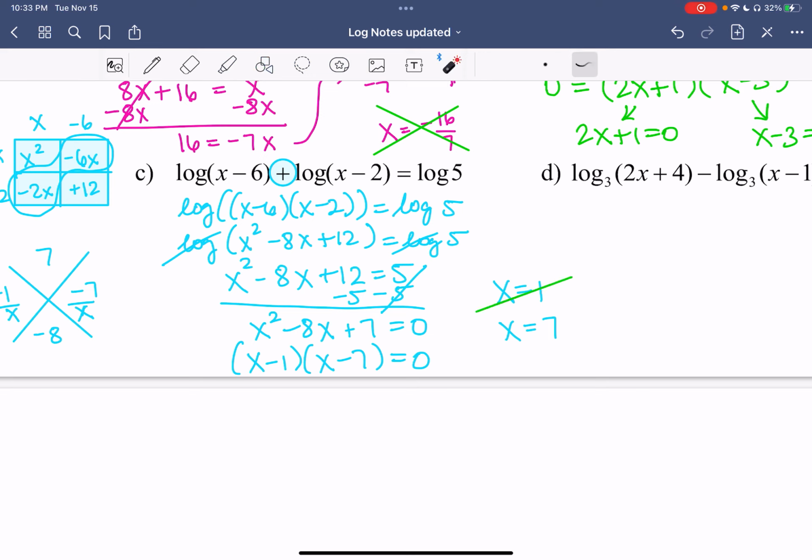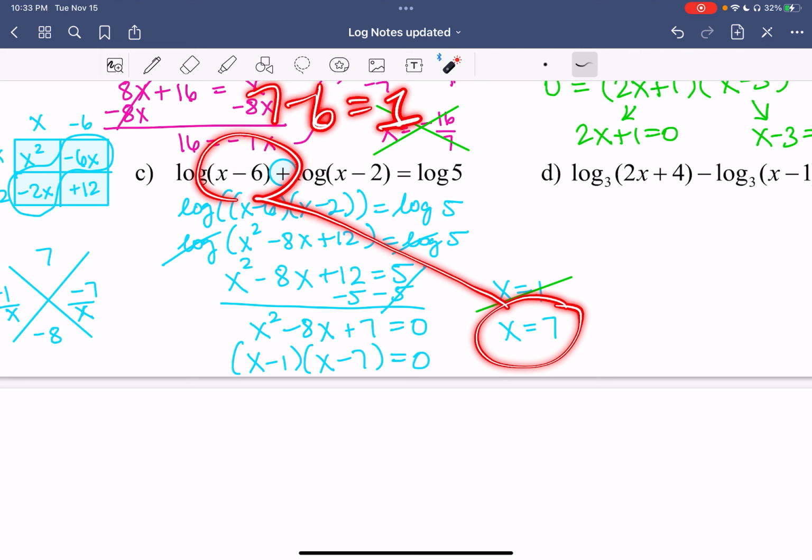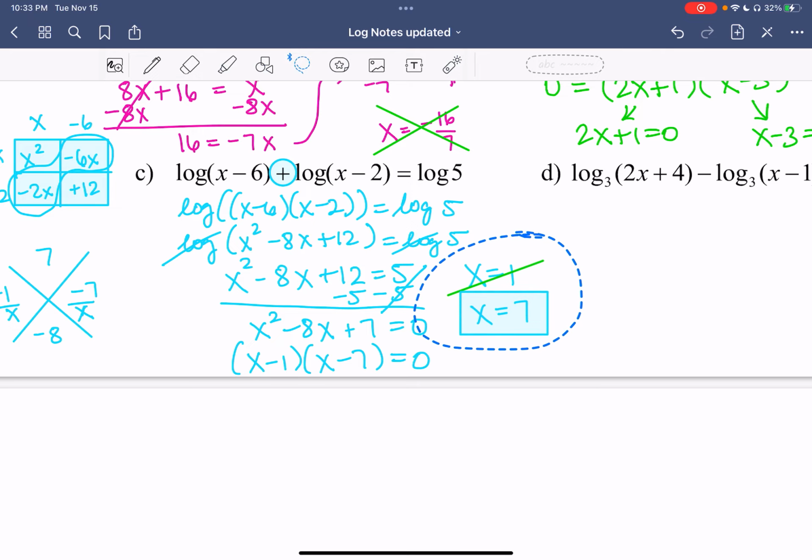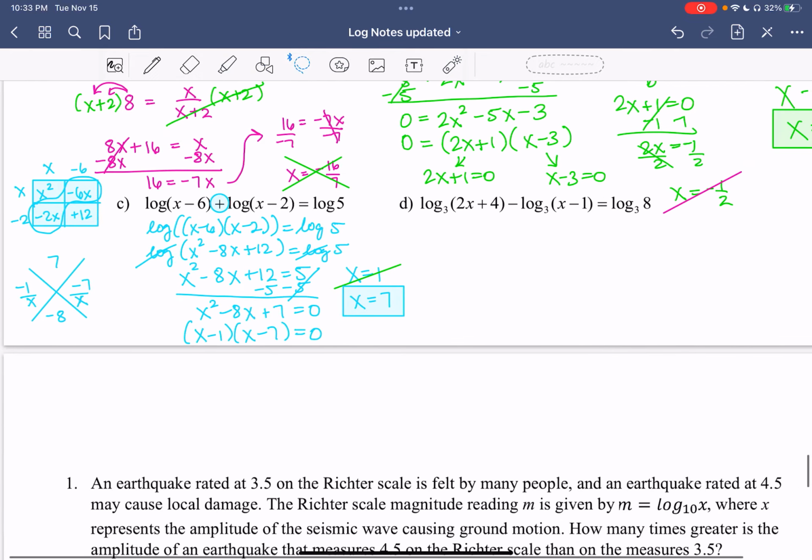Let's try positive 7. Okay, 7 minus 6 is 1. That's good because it's positive. Let's try x minus 2. You have 7 minus 2, it's 5. 5 is a positive number, so that one is good. So x equals 7 will be the only solution for this problem. Okay, so it's important that you check your answers.